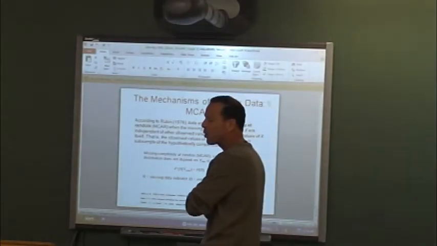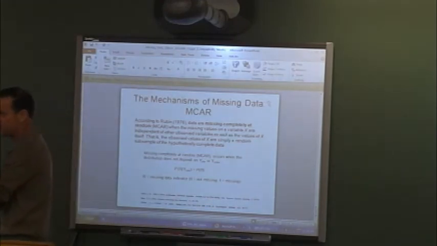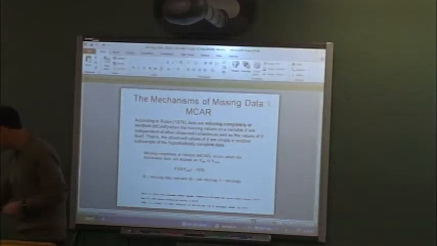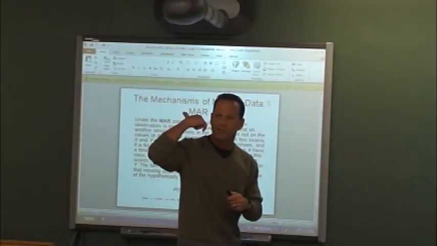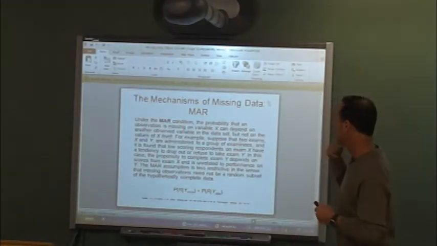This is the most restrictive assumption. If I say most restrictive, does that mean you think it's more realistic or less realistic? You got it, Zach. Less realistic. So that's missing completely at random. What's probably more likely is this, and the new missing data techniques are equipped to handle missing at random.